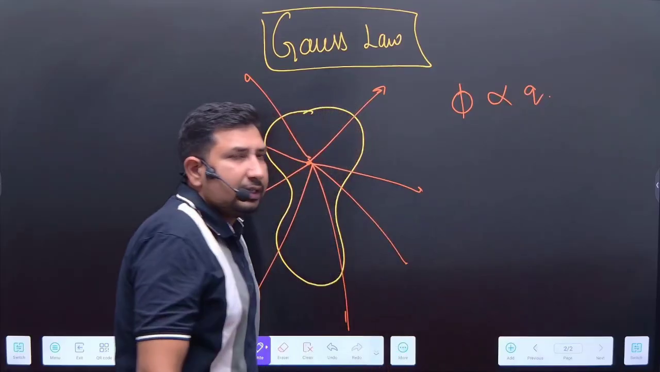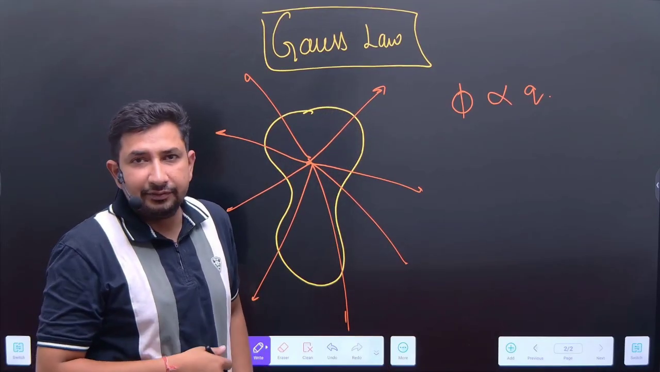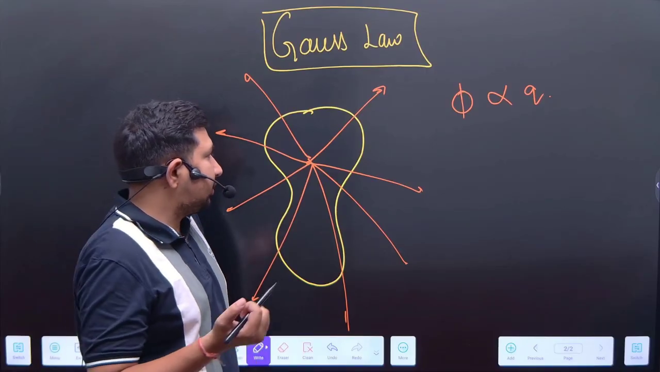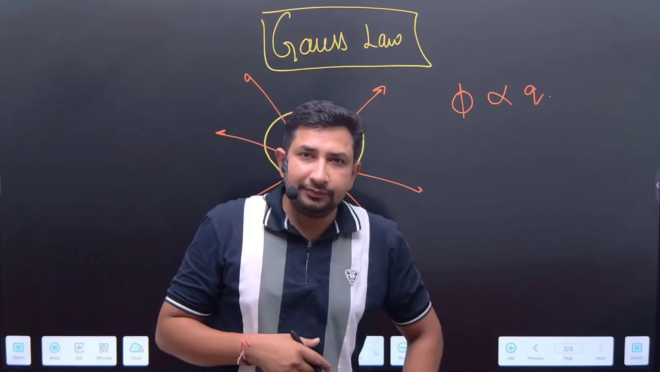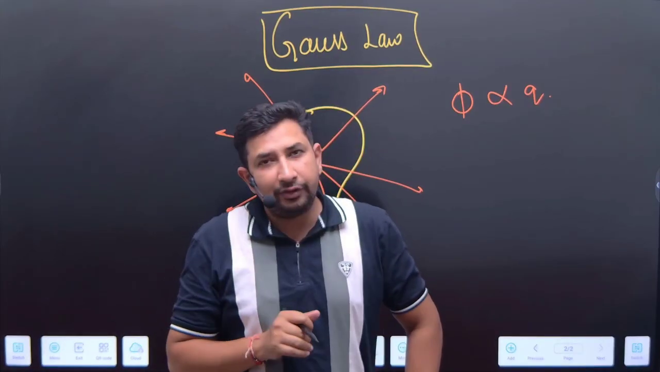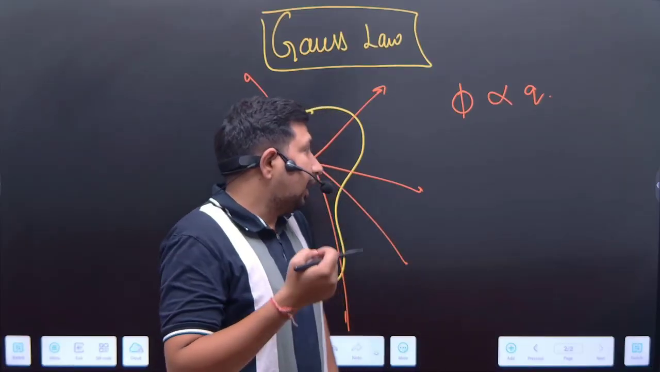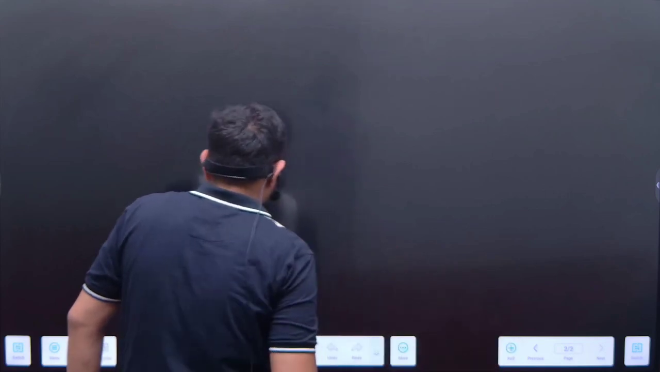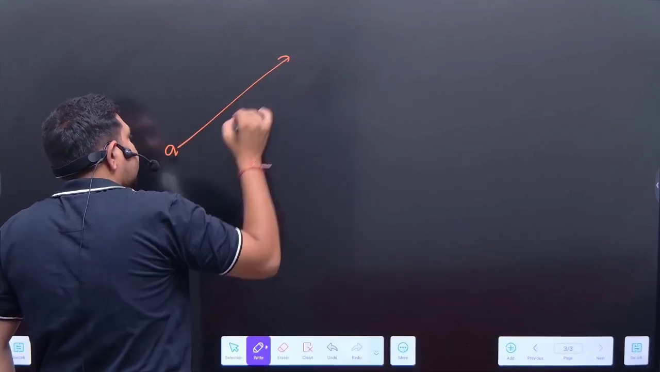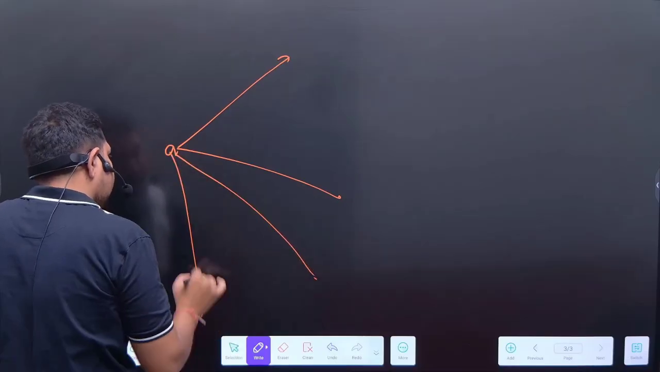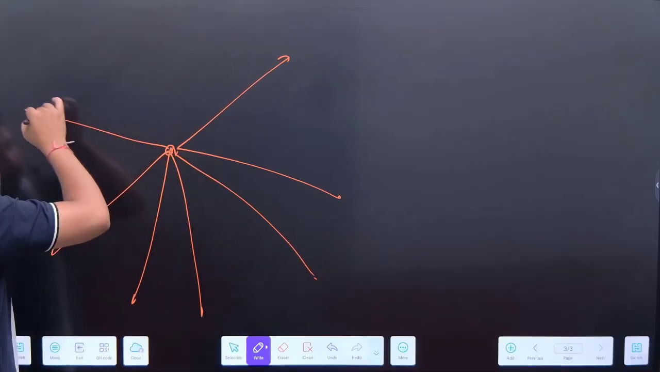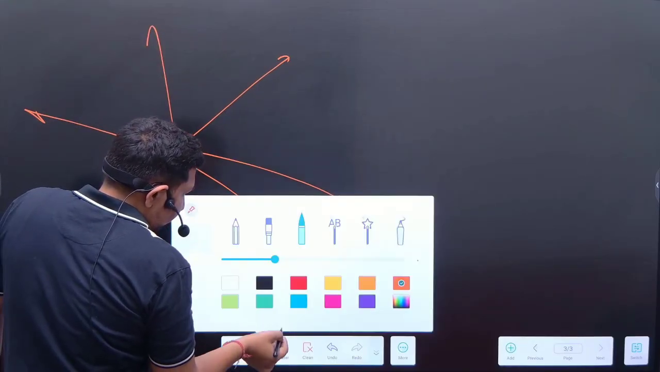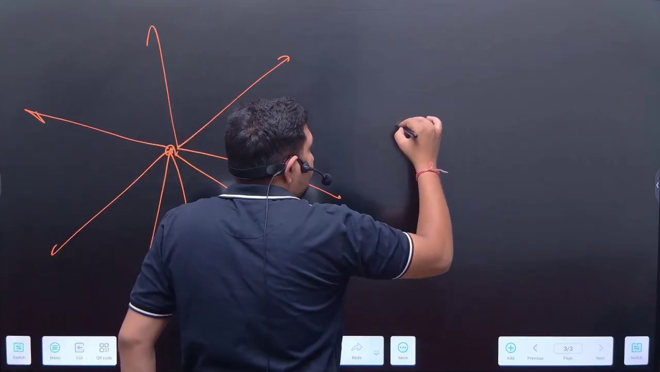Now, what do you think? Does flux depend on the shape of the charge? Does flux depend on the area? Does flux depend on the position of charge? Think about it. Or does it just depend on the charge that is enclosed inside this closed shape? Okay, I will try to visualize it. Suppose I'm using a new slide for that. Suppose we have a charge over here and there are some field lines from the charge, and suppose here we have a closed shape.